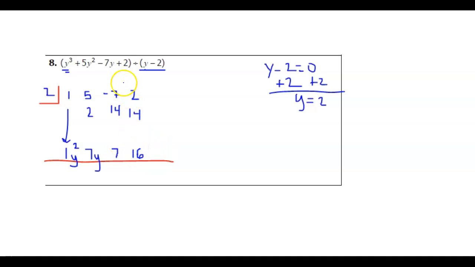All right. This last column I told you guys is our remainder column. So if there's something in the remainder column right here, remember we're going to put it over our linear factor. Y minus 2 is our linear factor. So our solution is y squared plus 7y plus 7 plus 16 divided by y minus 2.